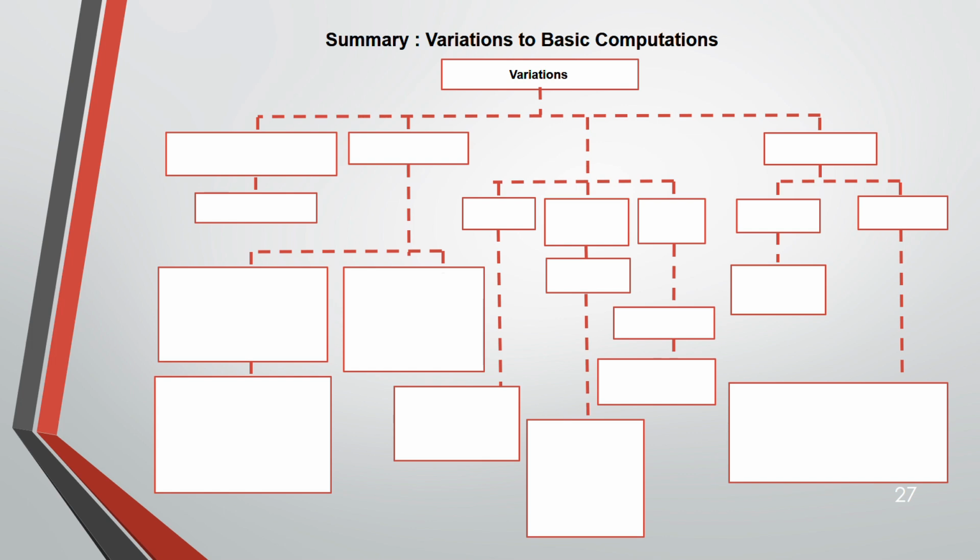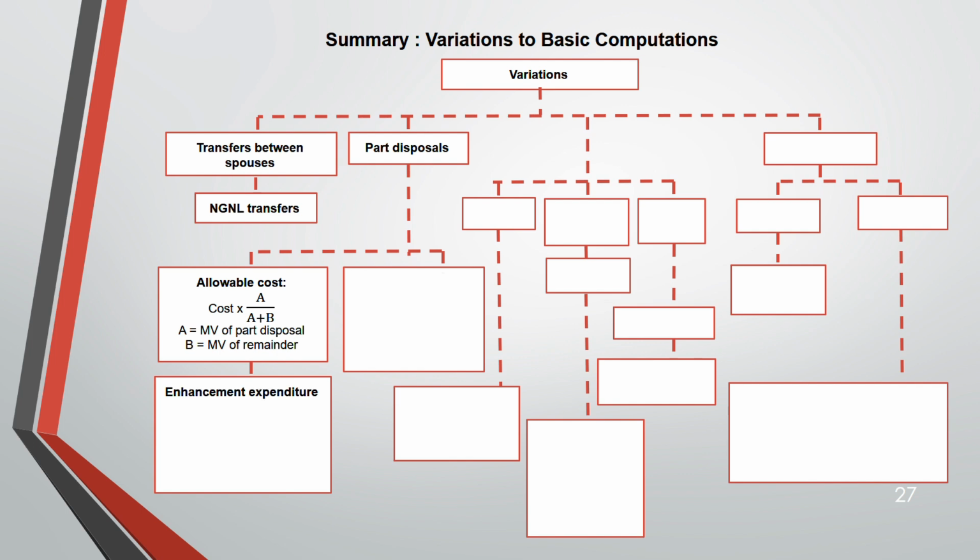Now the summary to basic computations. So we started with transfer between spouses, no gain, no loss transfer. Then we started with part disposal. The allowable cost will be cost into A divided by A plus B. A is the market value of part disposal. B is the market value of the remainder. Enhancement expenditure also we find the allowable cost. Deduct in full if it's for the disposal part and do not deduct if it's for the retained part.